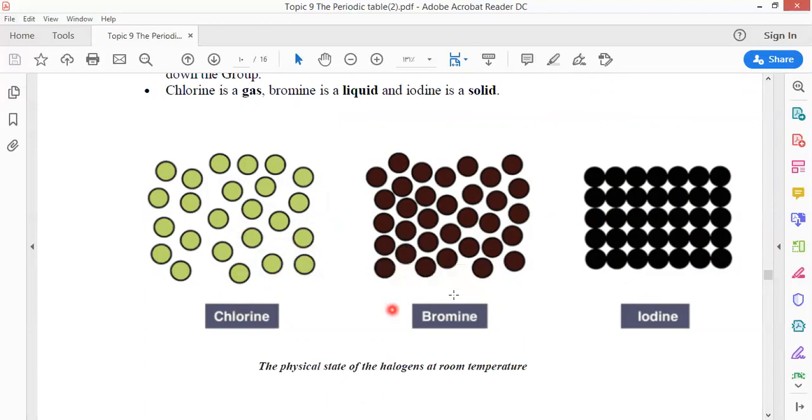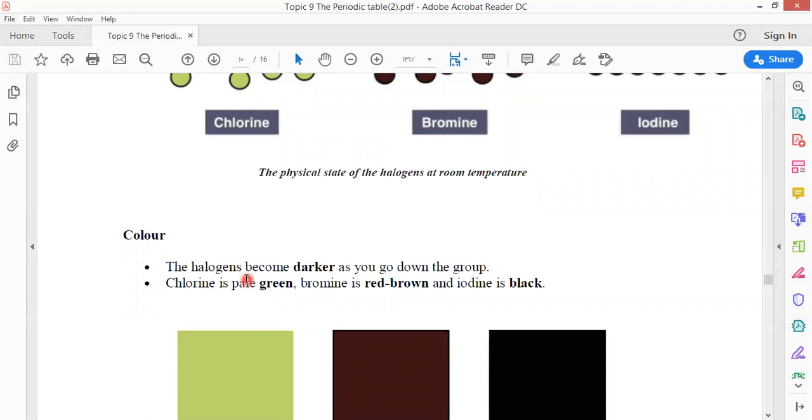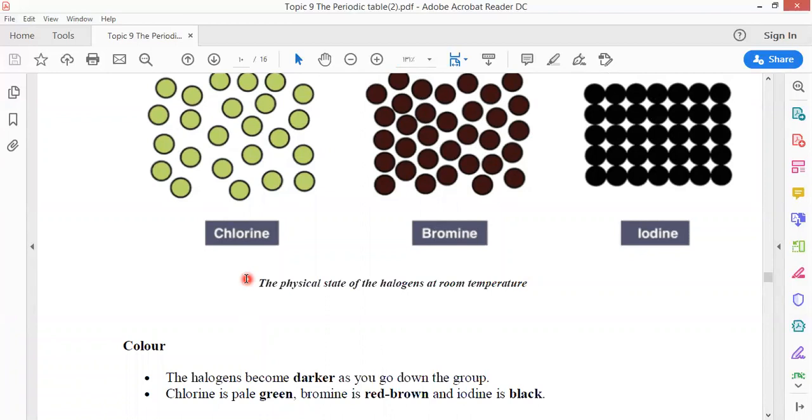What about color? As we said before, by going down through group number 7, color gets deeper or darker. Halogens become darker as you go down the group. What are halogens? Halogens are elements of group number 7 of the periodic table. What are these elements? Fluorine, chlorine, bromine, and iodine.